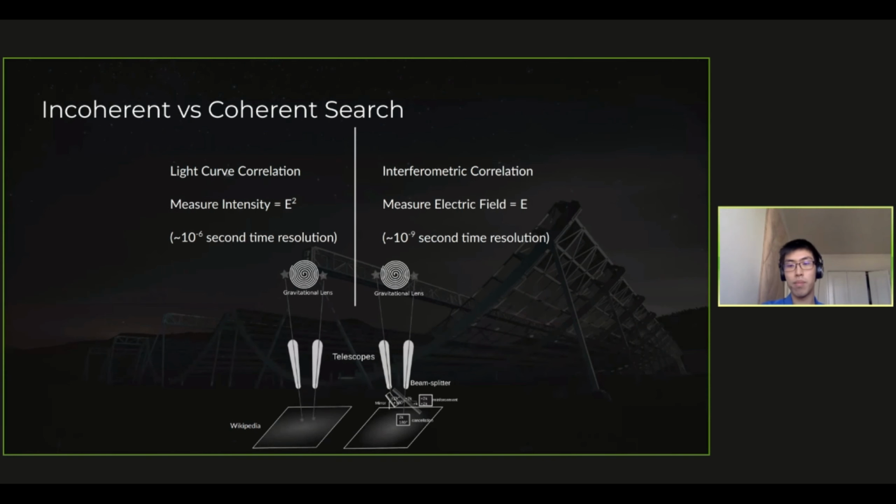Put another way, I really like this picture of what we're doing compared to what the gamma ray burst group is doing. Whereas you could take two light curves from your favorite transient and correlate them to measure a time delay.